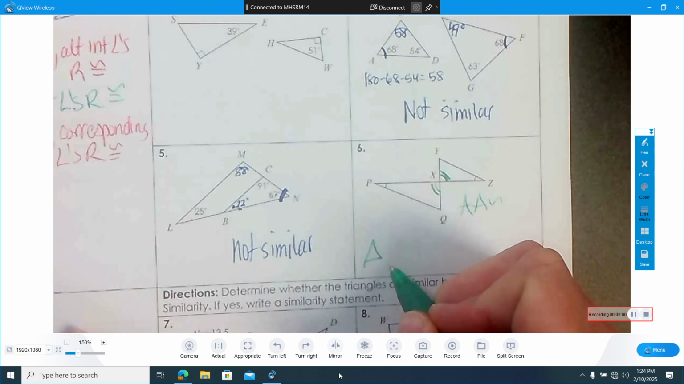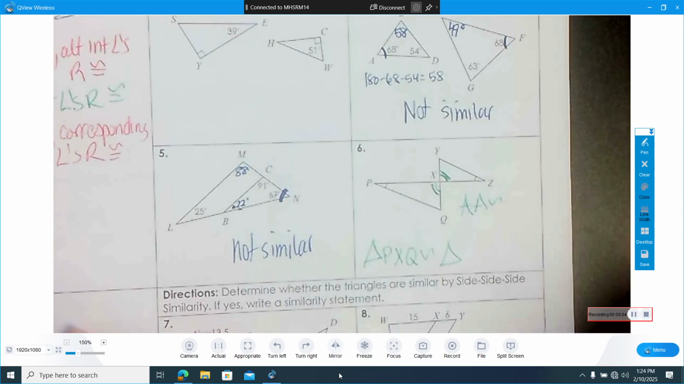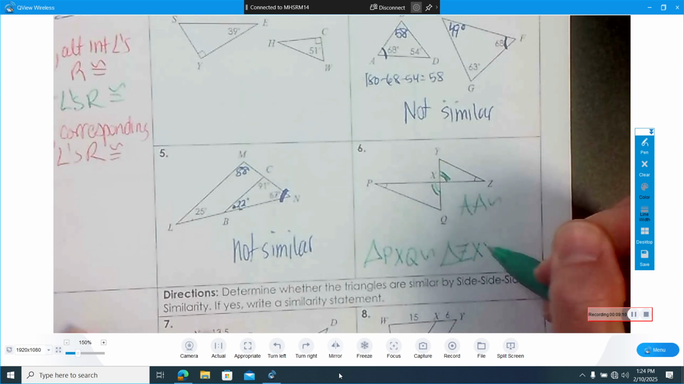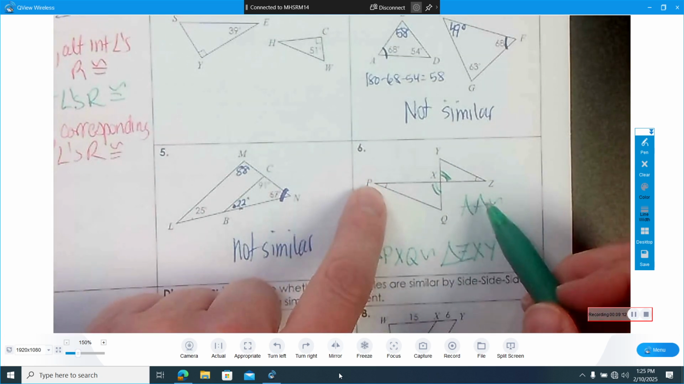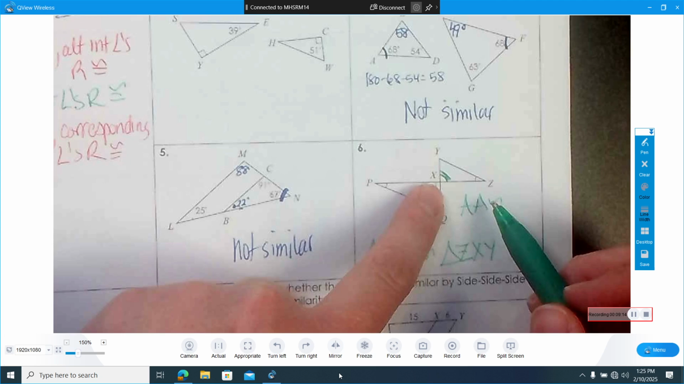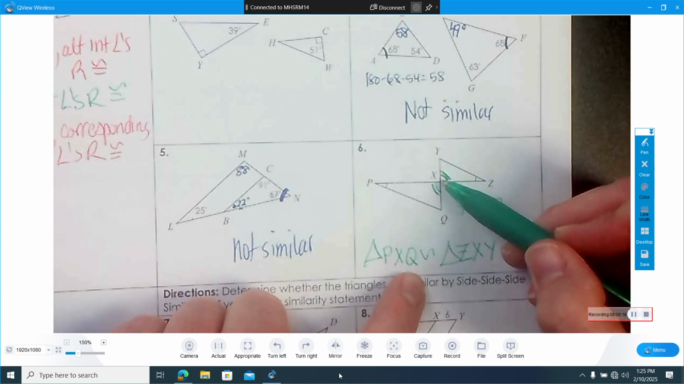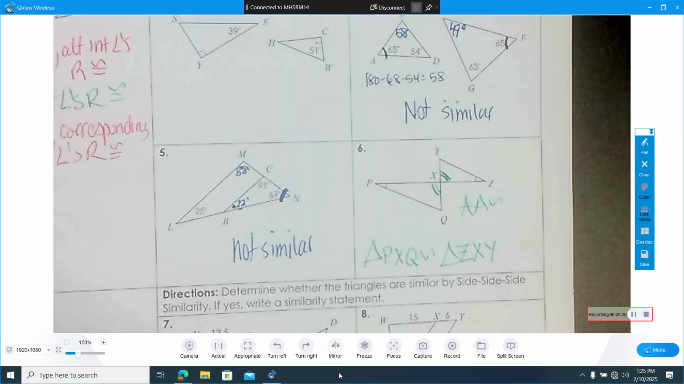I'm going to go with triangle PXQ is similar to triangle ZXY. Very good. I started with the single arc mark, then the double, then the plain. So single, double, plain. So ZXY. All right. Questions on angle similarity? Fine, good. Okay.